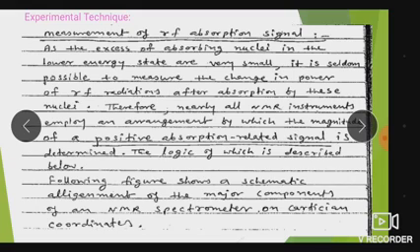For the measurement of RF absorption signals, the excess of absorbing nuclei in the lower energy states is very small. It is seldom possible to measure the change in the power of RF radiation after absorption by these nuclei. Therefore, nearly all NMR instruments employ an arrangement by which the magnitude of a positive absorption related signal is determined, the logic of which is described below.